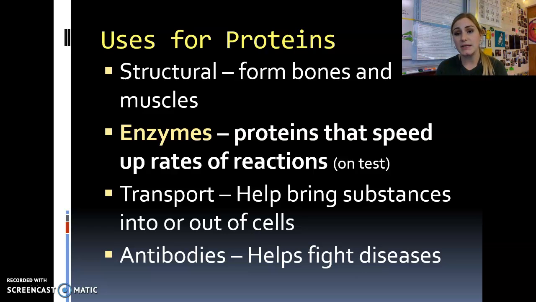But we end up seeing antibodies work really well against bacteria, and antibodies will also even mark cancerous cells to destroy those as well. Antibodies will help keep your body safe.